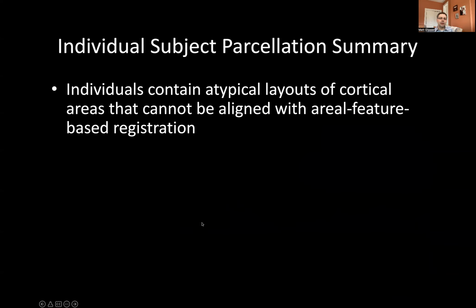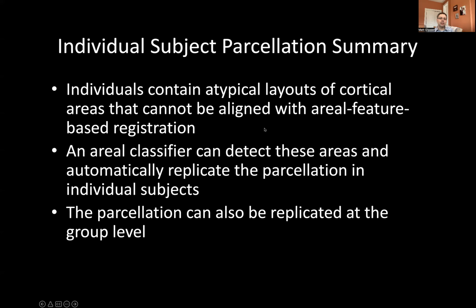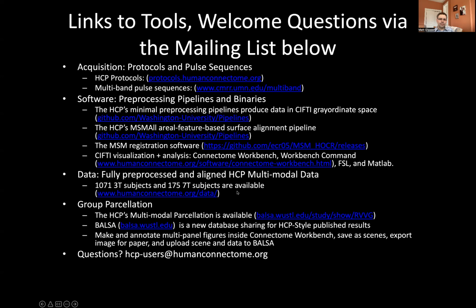All right, to summarize, individuals have atypical layouts of cortical areas that we can't align with areal feature-based registration. An areal classifier can detect these areas and automatically replicate the parcellation in individual subjects. The group parcellation can also be replicated, and these areal classifier and individual subject parcellations are coming soon.